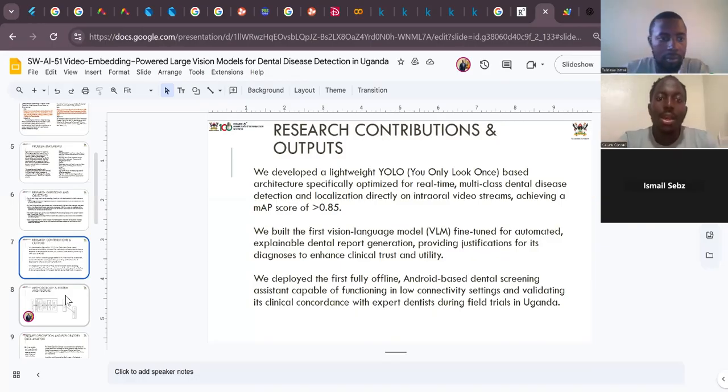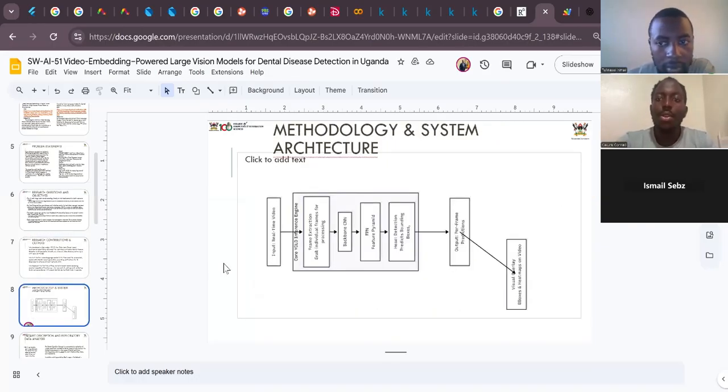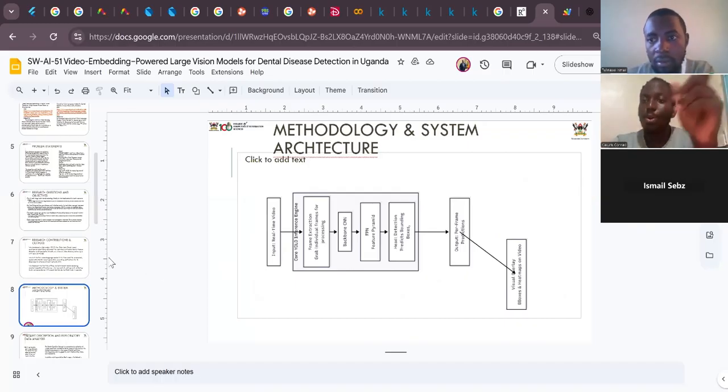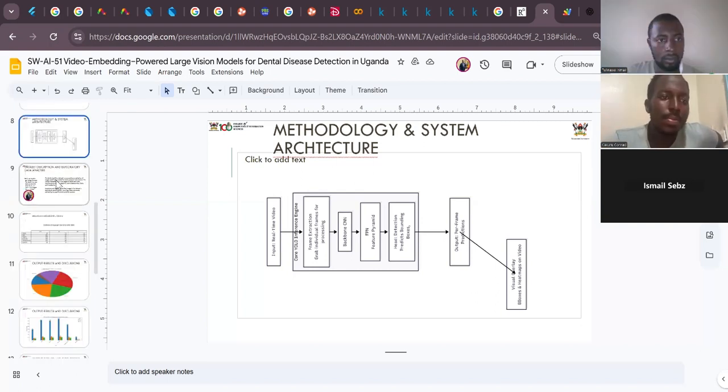So here is the general architecture. I just put the video into the model. The model is going to use YOLO core to detect which disease and then output boxes around the issue where the tooth has a problem. Let's say it has caries, it will go around the yellow area and then show us the issue. Then there's a description.